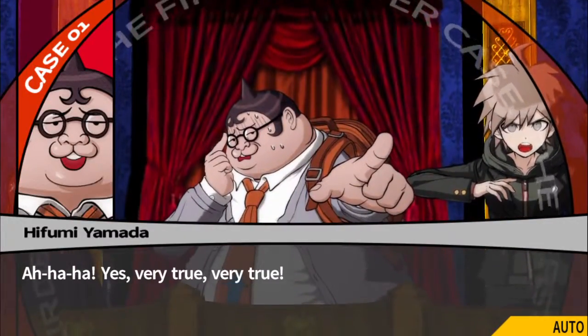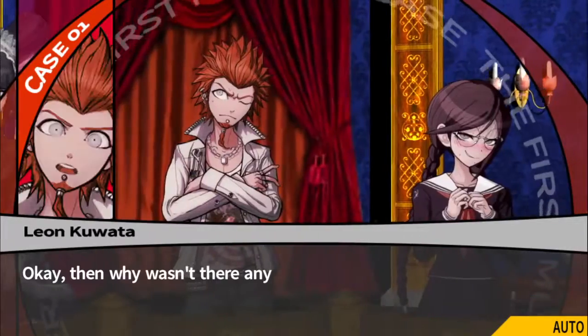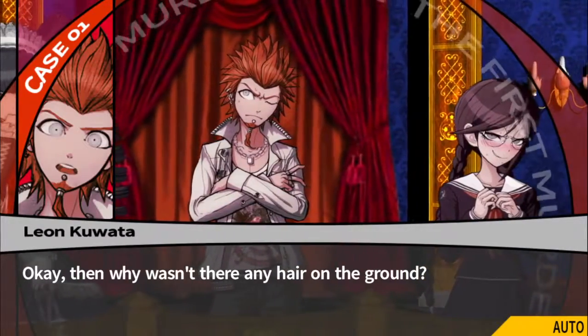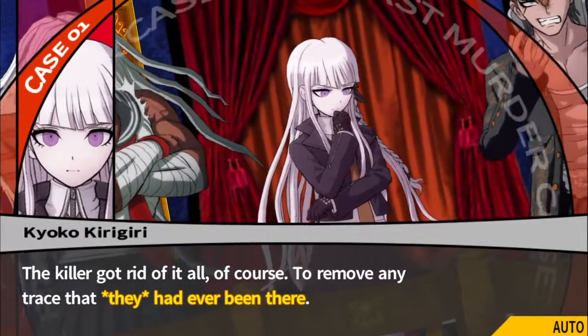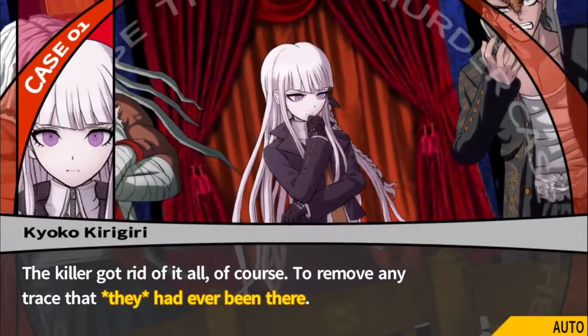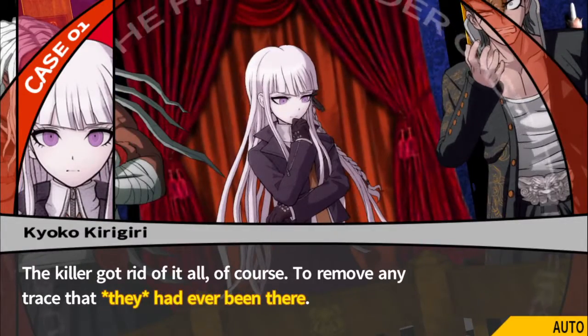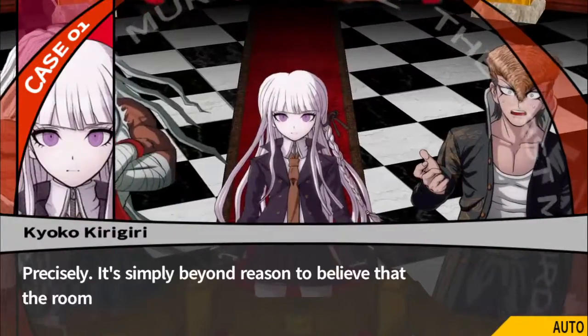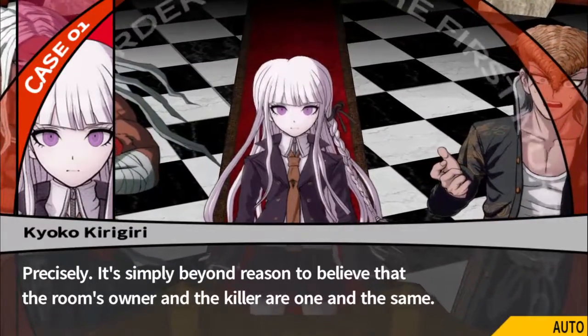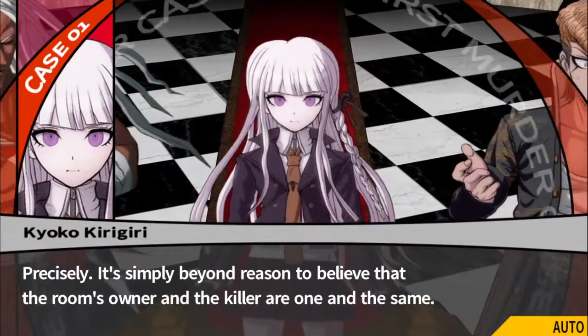Yes, very true, very true! Okay, then why wasn't there any hair on the ground? The killer got rid of it all, of course, to remove any trace that they had ever been there. Then that means... Precisely. It's simply beyond reason to believe that the room's owner and the killer are one and the same.